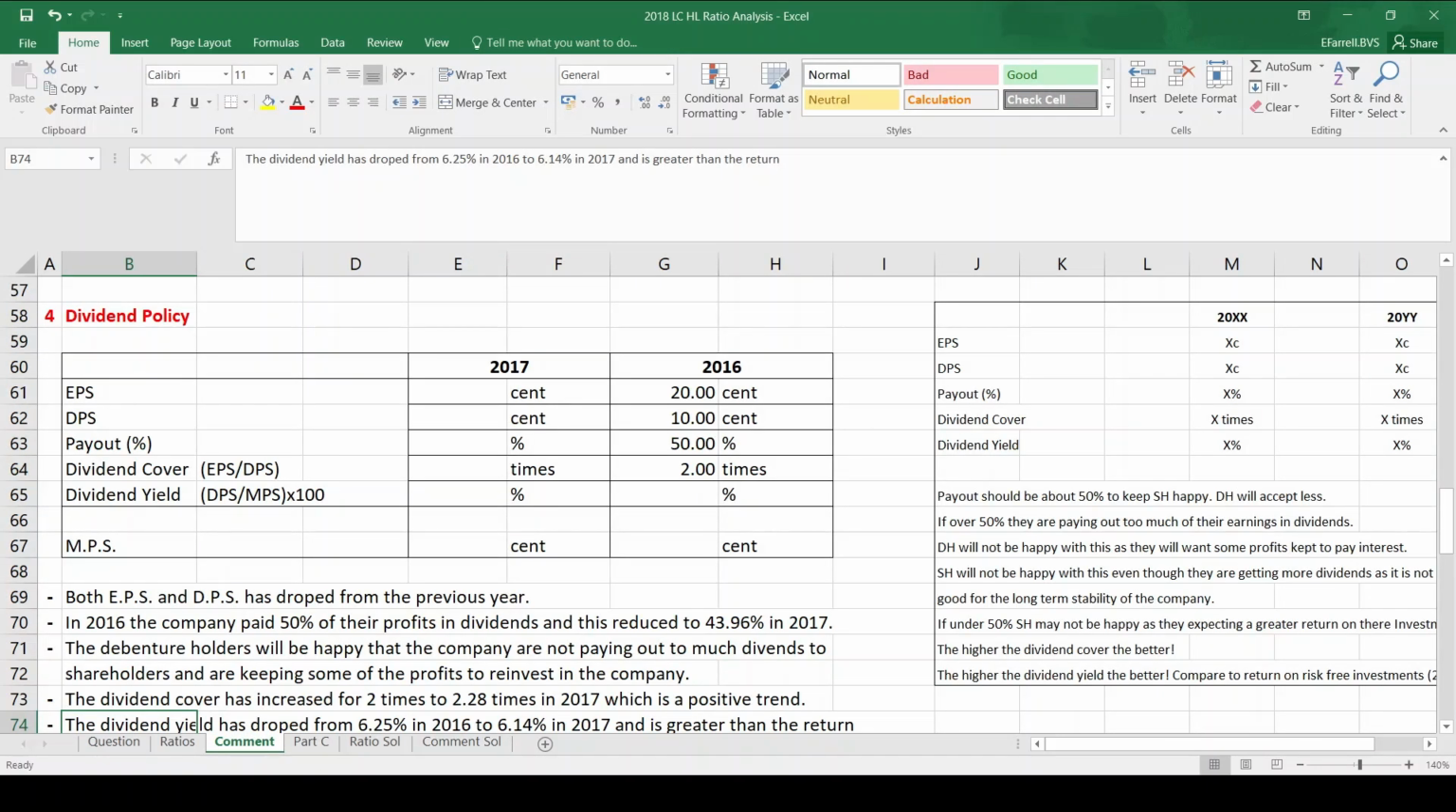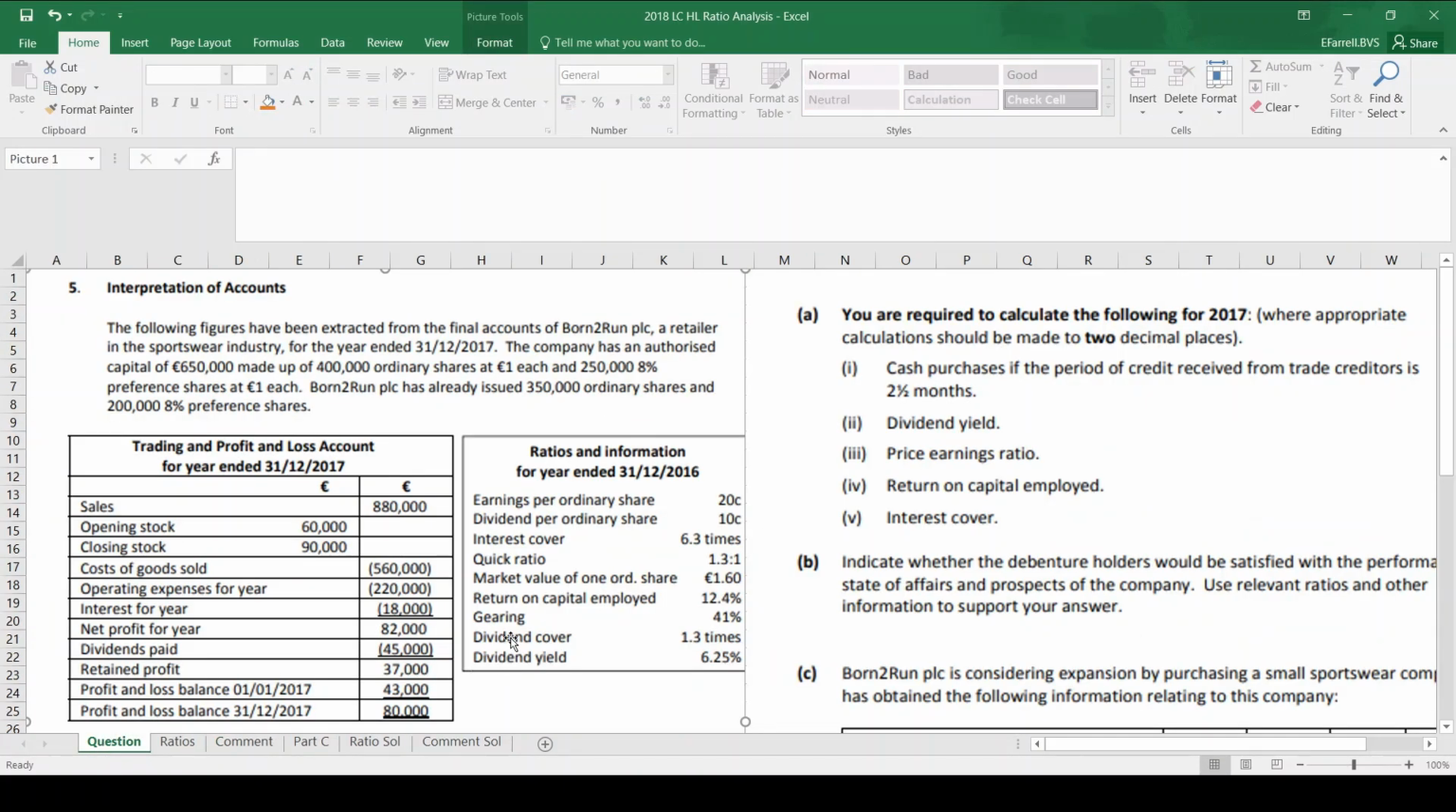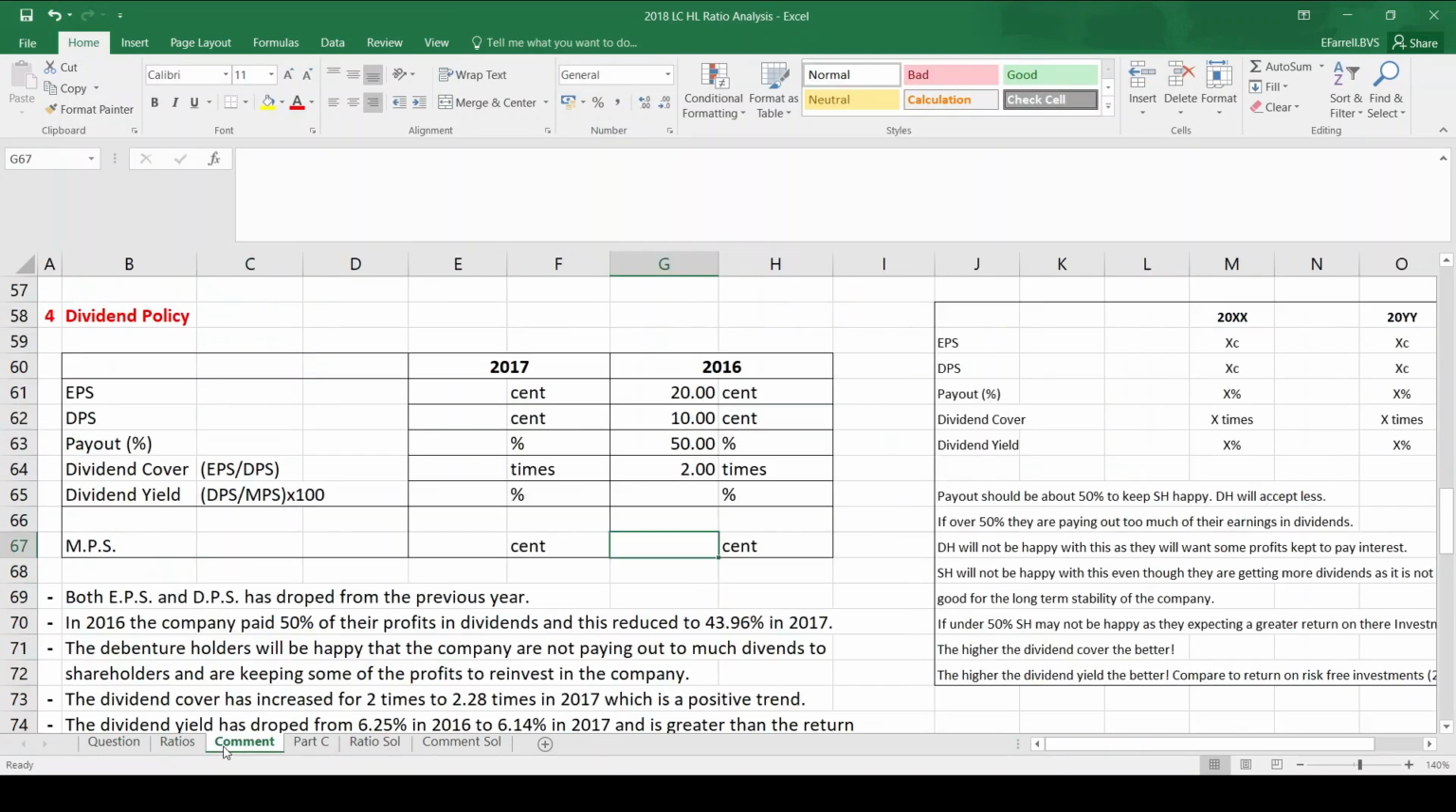And the dividend yield is the dividend per share, which is 10, divided by the market price per share. Now I'm just going to fill in the market price per share. So last year, the market price per share was €1.60. So the dividend yield is the dividend per share, which is 10, divided by the market price per share, which is 160. And to get it as a percentage, we're going to multiply it by 100. So that works out to be 6.25%.